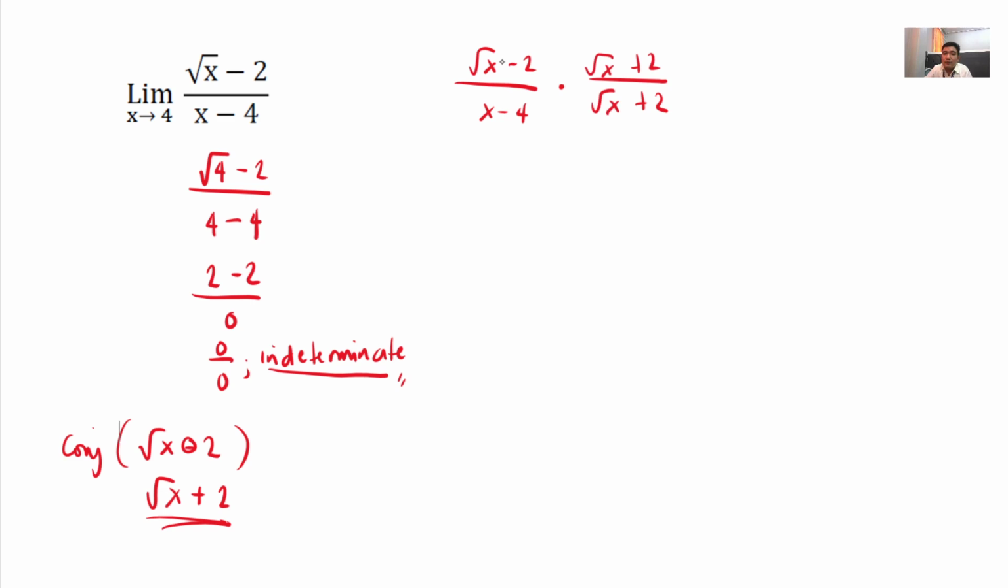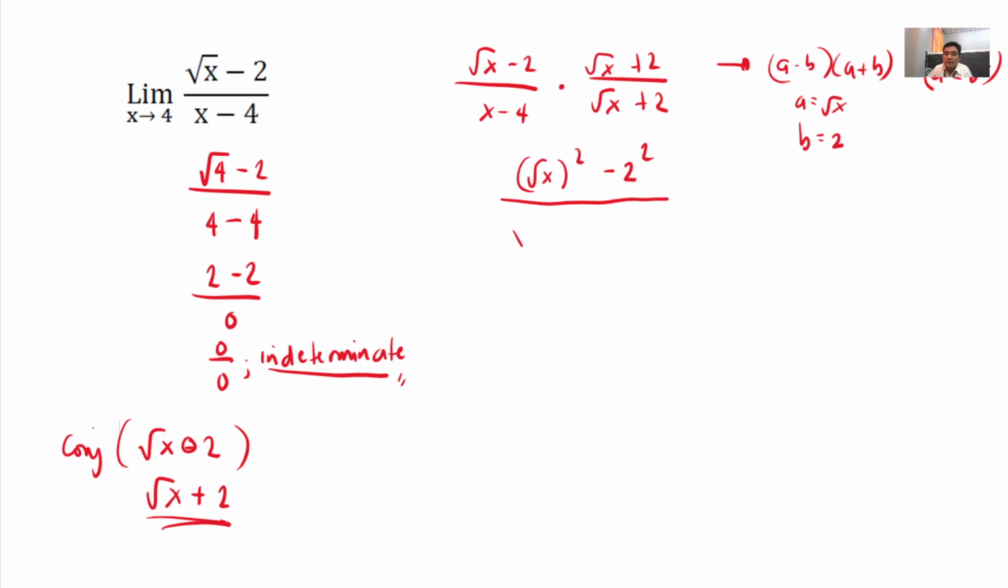Okay? So in the numerator, kung makikita mo yan, that is a minus b times a plus b. Ang a ko dyan ay square root of x, ang b ko dyan ay 2, and that is equal to a squared minus b squared. Tama? So sa numerator, it becomes square root of x squared minus 2 squared, kasi a squared minus b squared yan, over x minus 4 times square root of x plus 2.